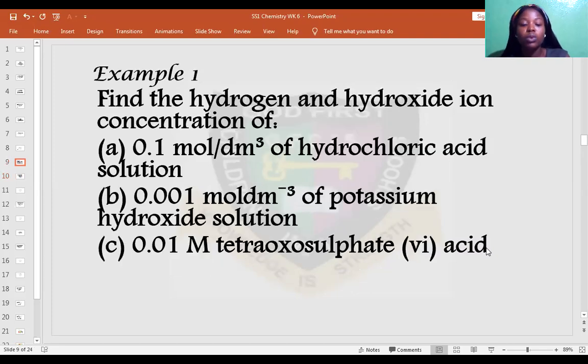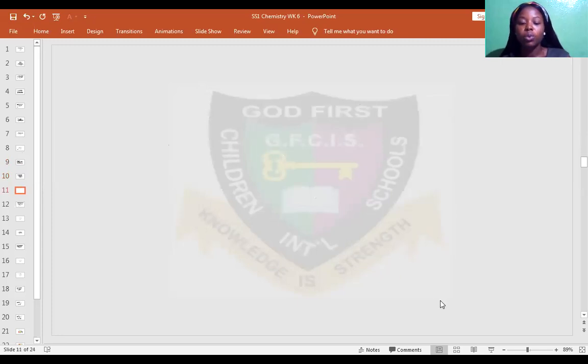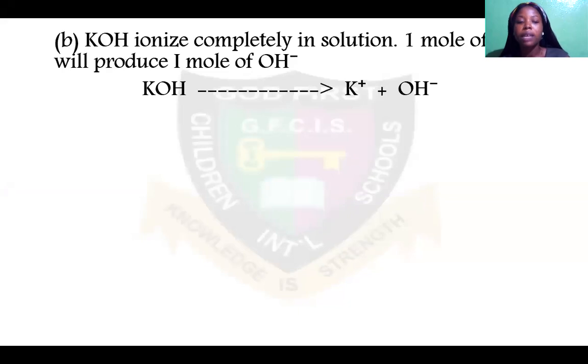Now let's go back to question B. We are calculating the hydrogen and hydroxide ion concentration of 0.01 mole per dm cube potassium hydroxide solution. KOH, which is potassium hydroxide, ionizes completely to give us 1 mole of hydroxide ion, not hydrogen ion, because it's a base, an alkaline.